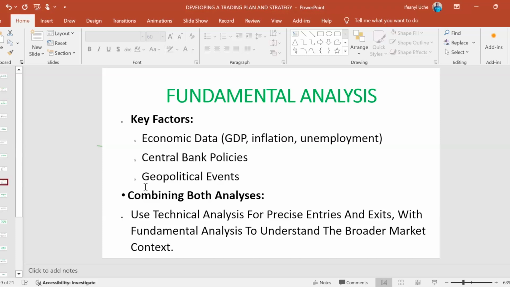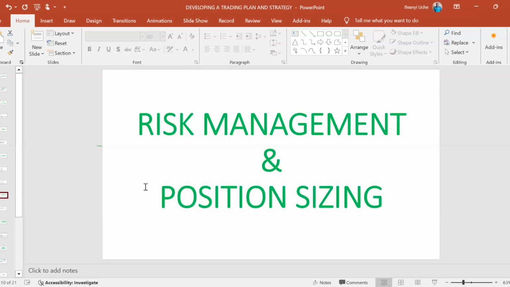But if the unemployment rate drops, even if it's by 0.1%, and employment change increases, even if it's by 20,000, that means it immediately defines a trend for the US dollar. So in which case you want to buy USD against other currency pairs. So fundamental analysis helps you to determine the broader market context. Oh, this has defined the direction. Then you now use your technical analysis to determine your size, entry, and exits.